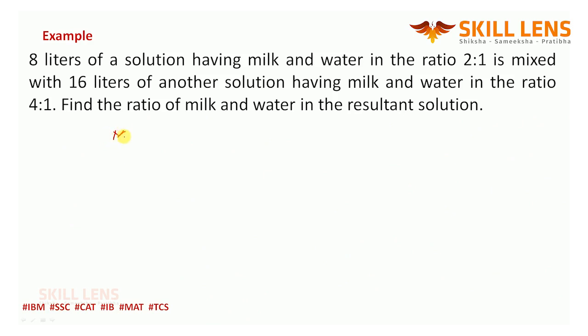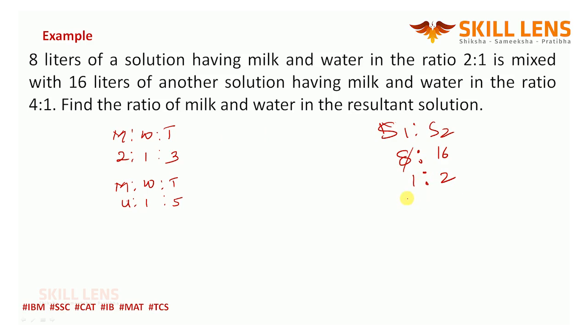How? Milk to water ratio 2:1, then the total is going to be 3 parts. In the second solution, milk to water ratio 4:1, the total parts are going to be 5. What is the milk? Guys, solution 1 to solution 2: the total milk is 18 and here the total milk is 16. So can I say the ratio is 1:2? When the ratio is 1:2, what you need to understand here is that instead of taking 8 and 16, take 1 and 2 liters.